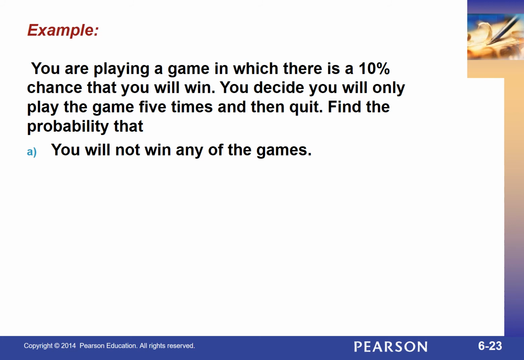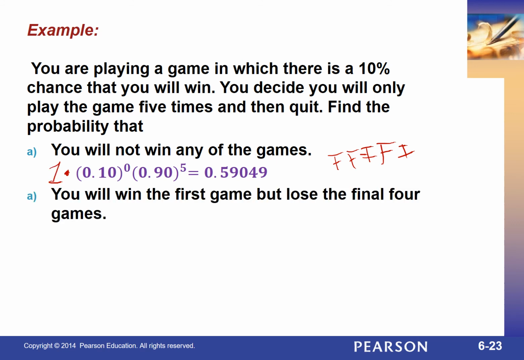So I have nothing but failures, so no successes and 5 failures. So pay attention to those exponents. 0 successes, 0.10 to the 0, and then 5 losses. Notice there's no number in front right here, and that's because there's only one way this can happen. Fail, fail, fail, fail, fail. Only one way. So really, if you want, you could put a 1 there, but that's not going to do anything. Okay. You will win the first game, but lose the final 4 games.